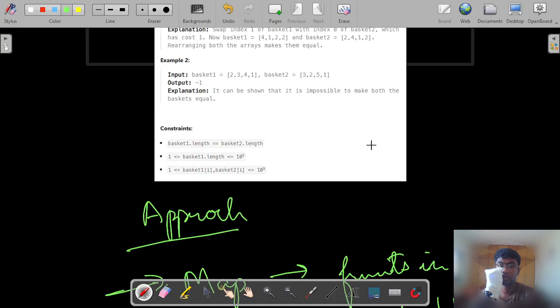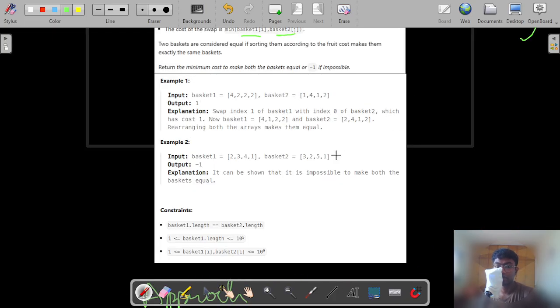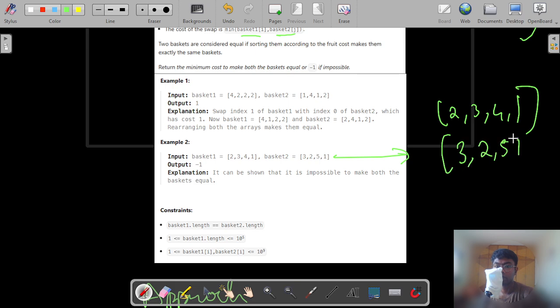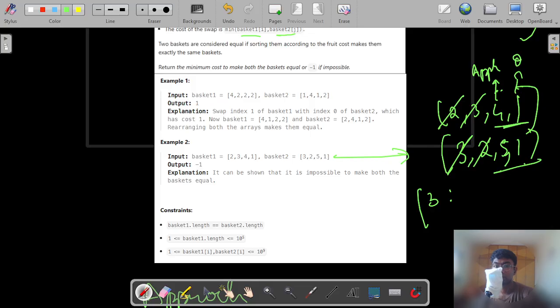So what I mean to say here is, let's say we have this example, 2 3 4 1 and 3 2 5 1. It is impossible for us to, let's say, we create a map with both. We can cancel 3 and 2, this and this, while this has 1 quantity. Let's say this has 4, this has 1. Let's say this is apple, this is orange.